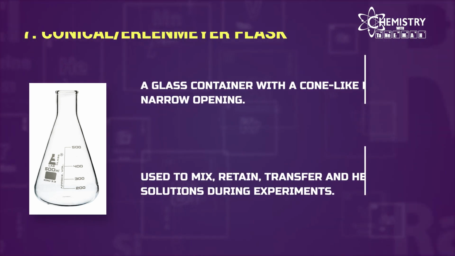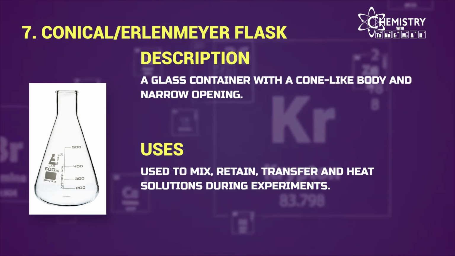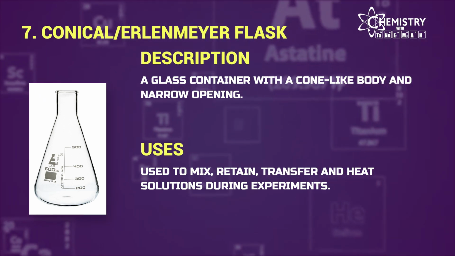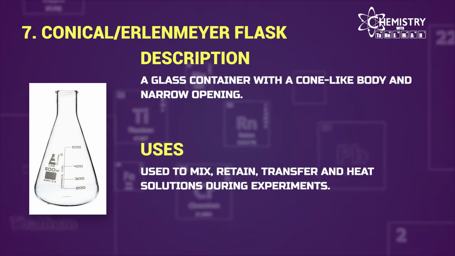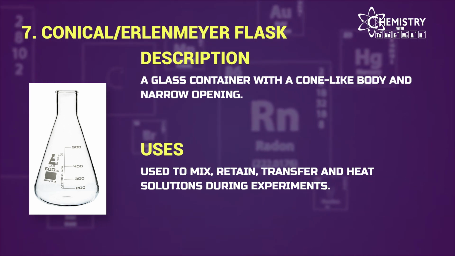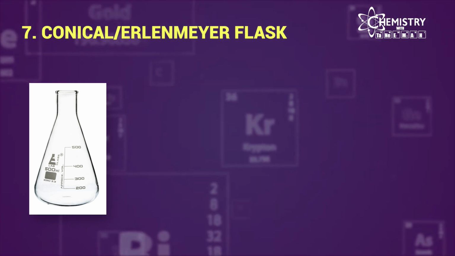Number seven, conical flask. Conical flask is a glass container with a cone-like body. That is, it has a flat bottom and cylindrical neck. It typically has a narrow opening with a lip for pouring solutions. It is also used to mix, retain, transfer, and heat solutions during experiments.